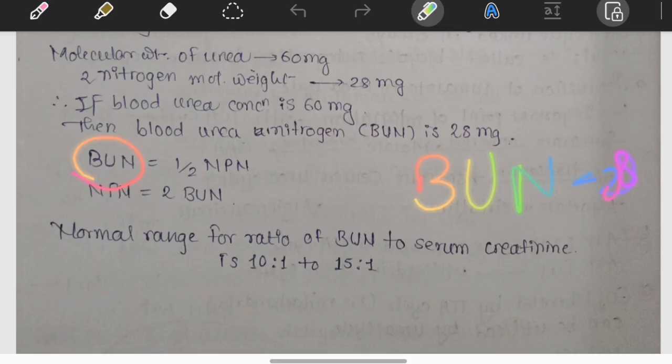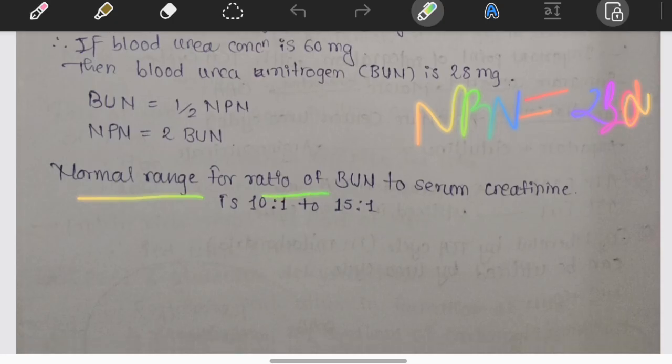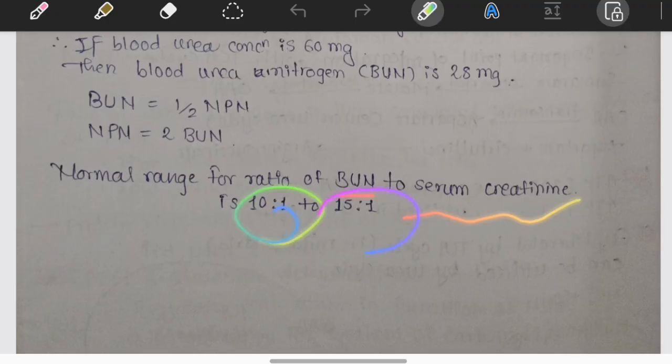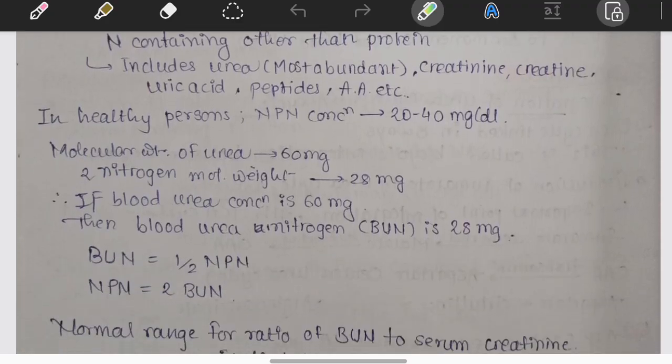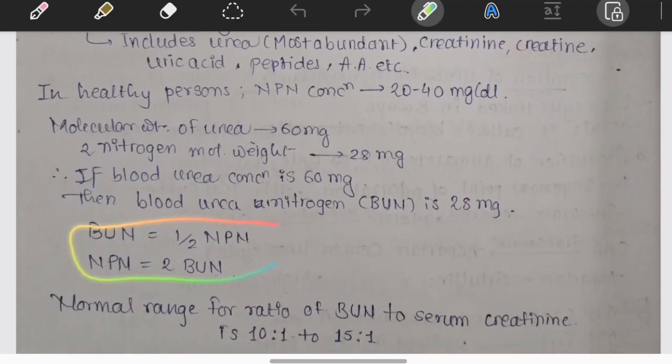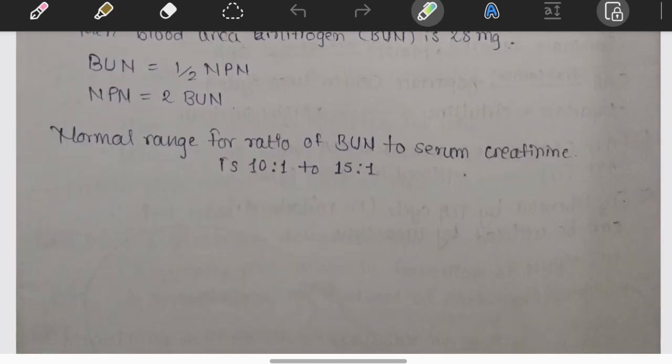So BUN is equal to half of the NPN, that is, NPN is equal to 2 BUN. Hence the normal range for the ratio of BUN to serum creatinine is 10:1 to 15:1. It is a practical question. Remember these two formulas: blood urea nitrogen and non-protein nitrogen.